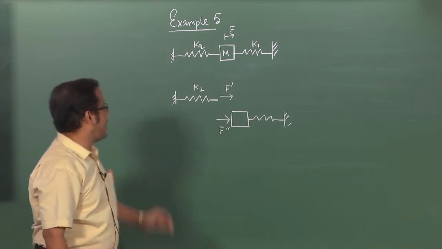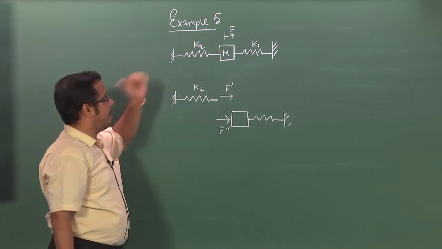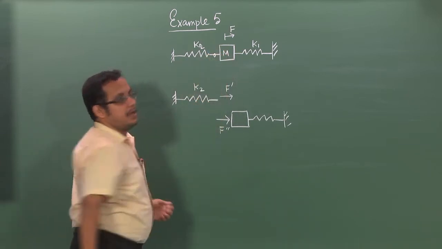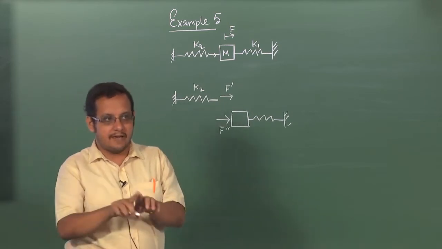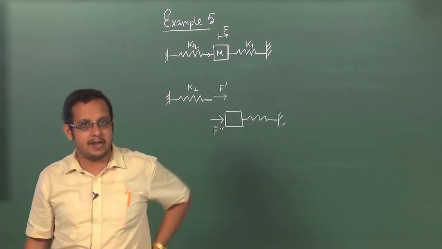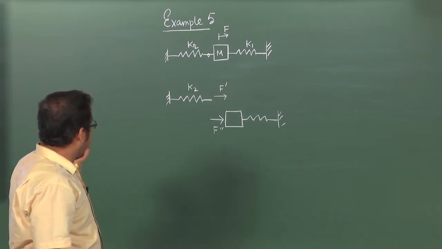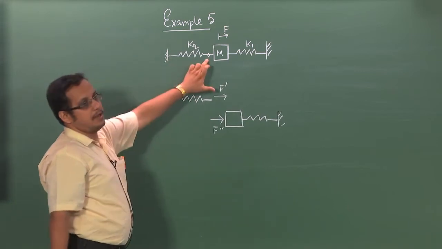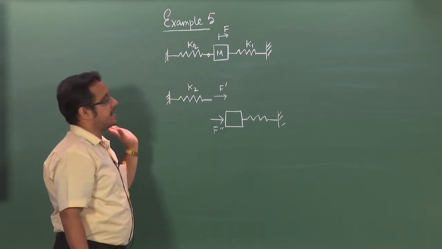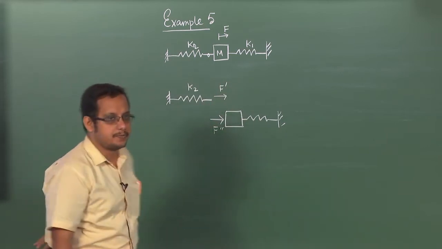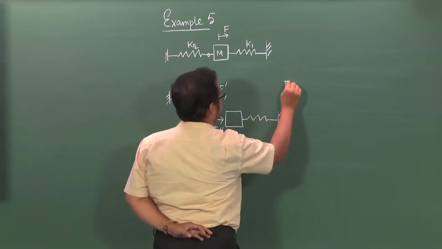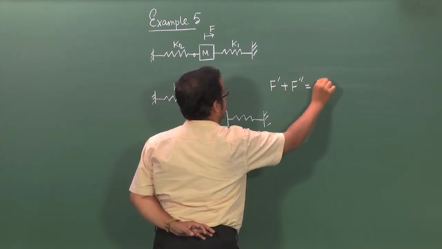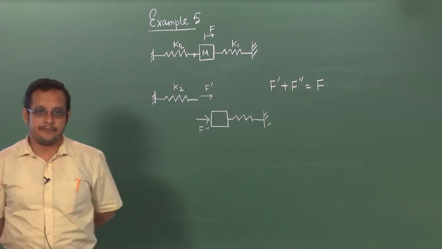So, what we have done is that, since this force is being applied at, what we could assume is that this force is applied at this point. So, this force we have separated into two parts, F prime and F double prime. F prime acts on the portion which is left of this point, and F double prime is acting on the portion which is on the right of this point, but obviously the two must add up to the applied force F. So, we have a condition that F prime plus F double prime must be equal to F, right.